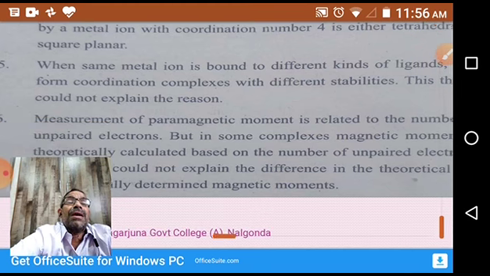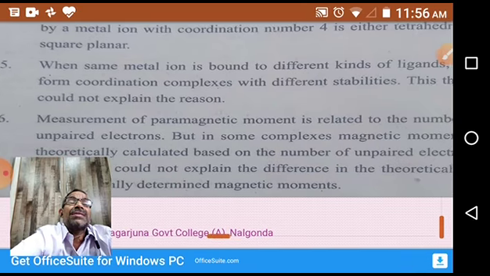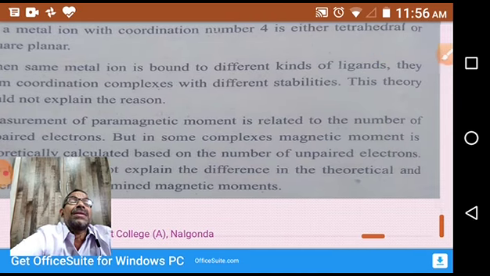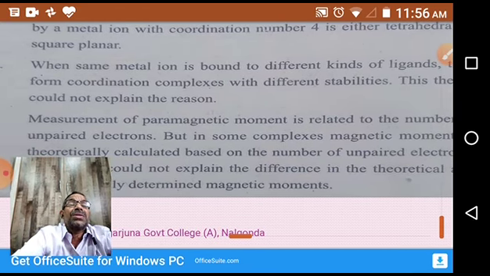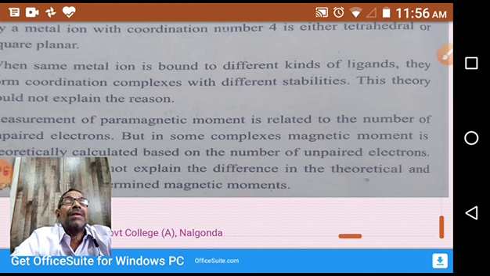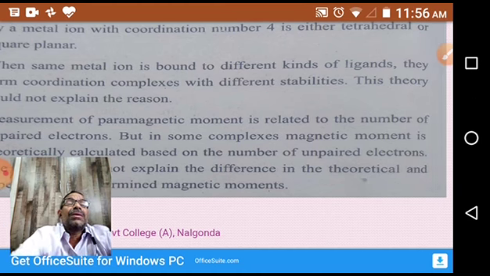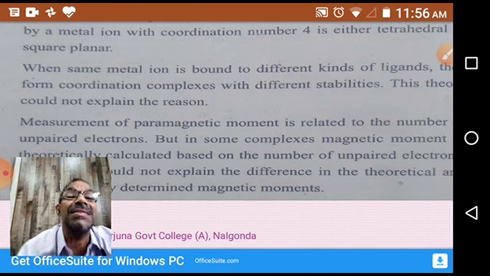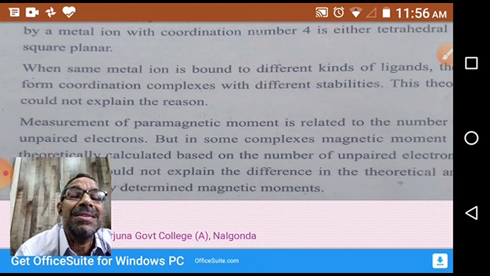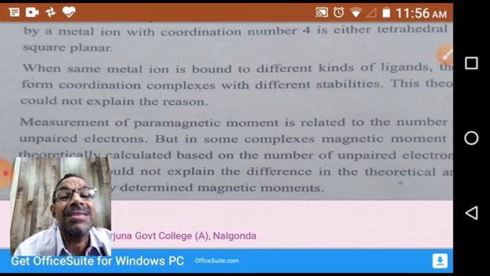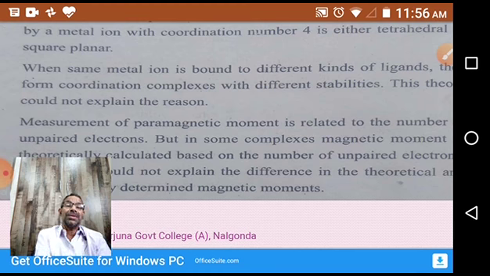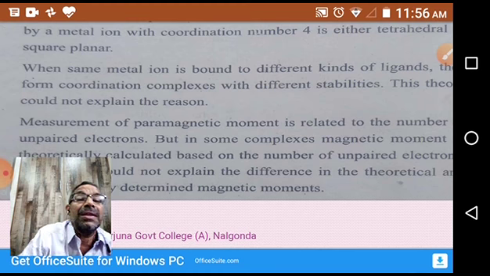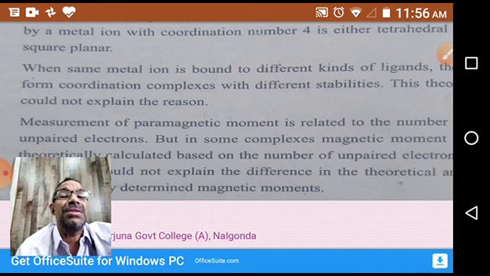The same metal ion bound to different kinds of ligands forms coordination complexes with different stabilities. This theory could not explain the reason. So this is also one of the drawbacks. Same metal ion, different ligands, forming complexes, but the stability is changing. With some ligands, it is forming a stable complex. In the same oxidation state, with different ligands, it is unstable. The change in stability is not explained by the theory.